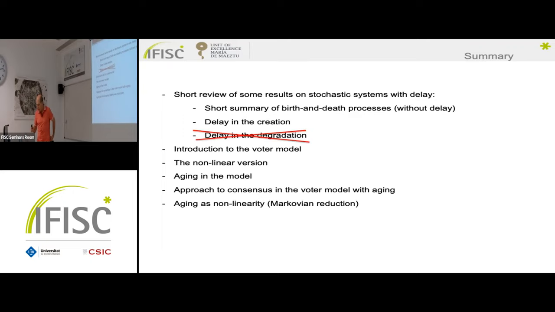Now, as I said, I was going to give you three examples, but I realized it was too much material, so I will give just two. First, I will give a short summary of what a birth and death process is, just to fix notation. I will not talk about the delay in degradation, as that would require more time than I have. Then we'll talk about the voter model, and some nonlinear and aging versions of it. This is work that was part of the theses of Oriol and Toni, but the theses have never been presented in a seminar.